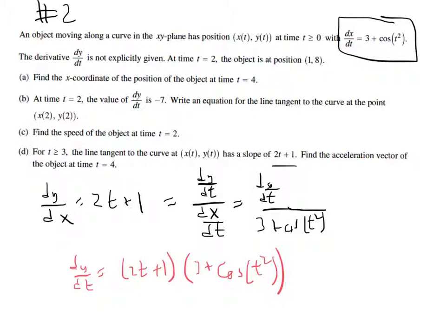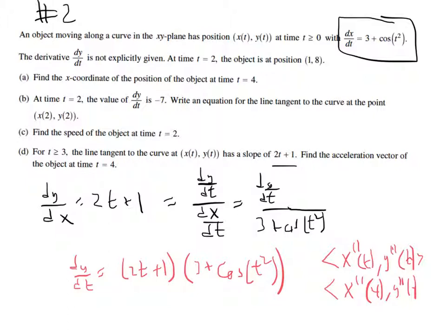No, that's it. They didn't ask for that explicitly. But you did have to find that explicitly. Because in order to find the acceleration vector, it's the vector x double prime of t, comma, y double prime of t. So there's your acceleration vector, and we want to find this specifically at t equals 4. So we want x double prime of 4, comma, y double prime of 4.